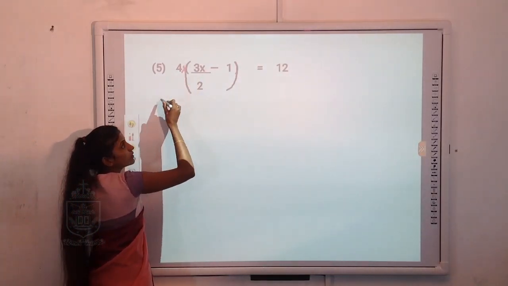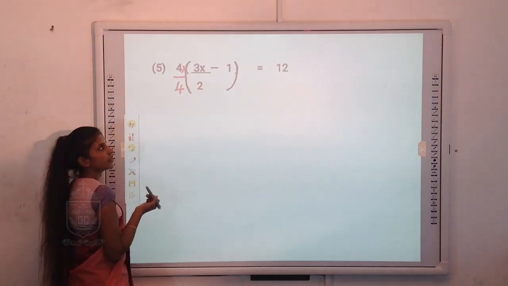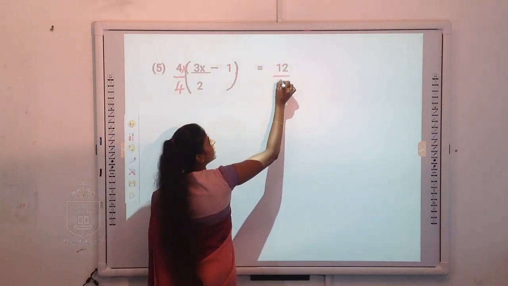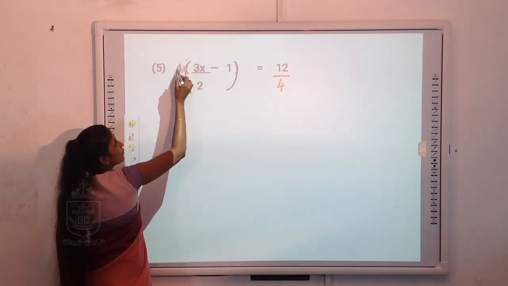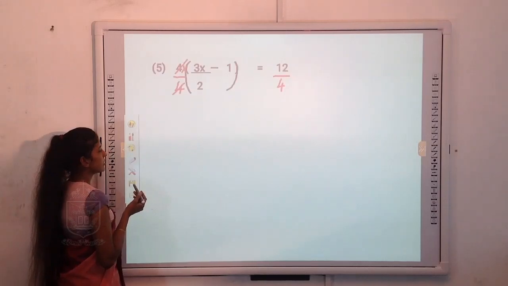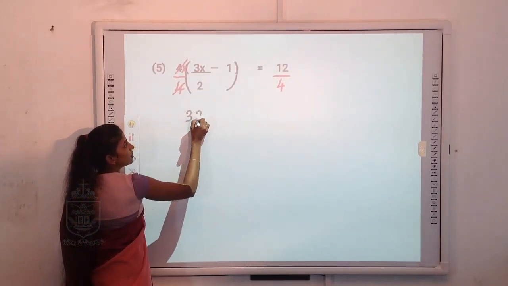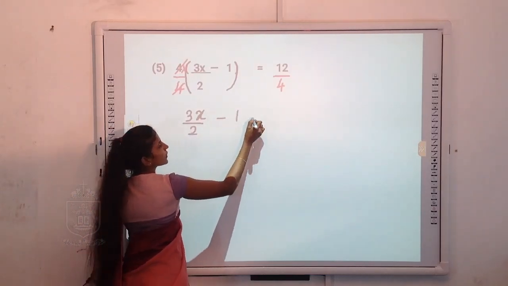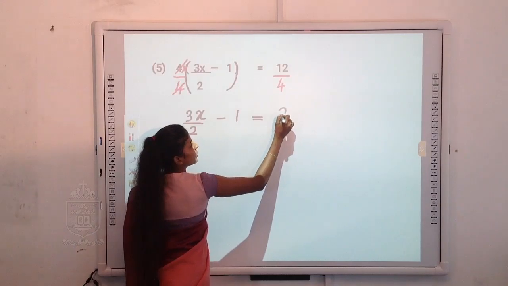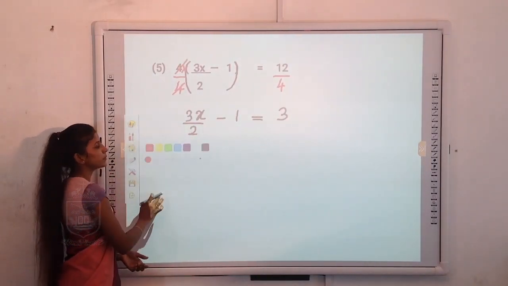That means you can divide this whole expression by 4. This side can also be divided by 4. So what will happen? This 4 and 4 will cancel. So what is remaining here is 3x over 2 minus 1 equals 12 divided by 4, answer is 3.